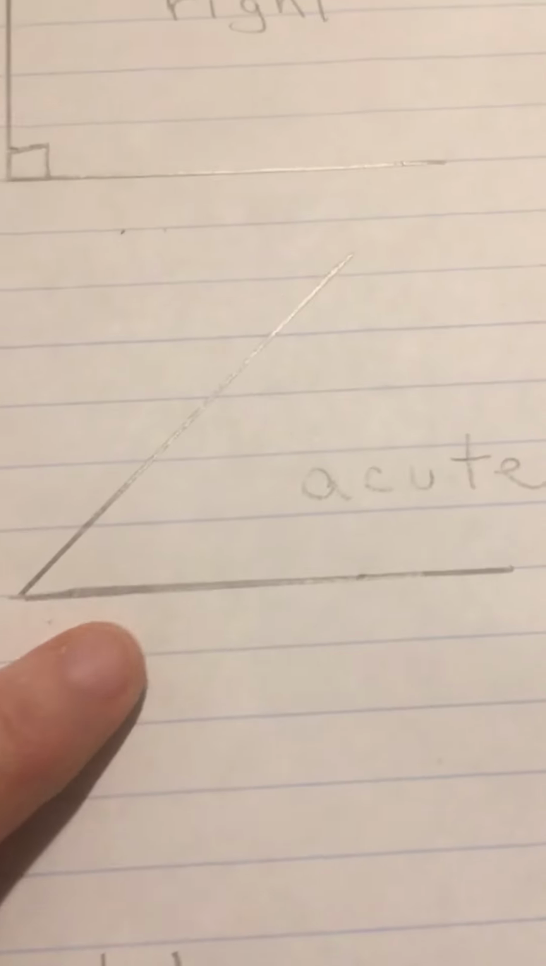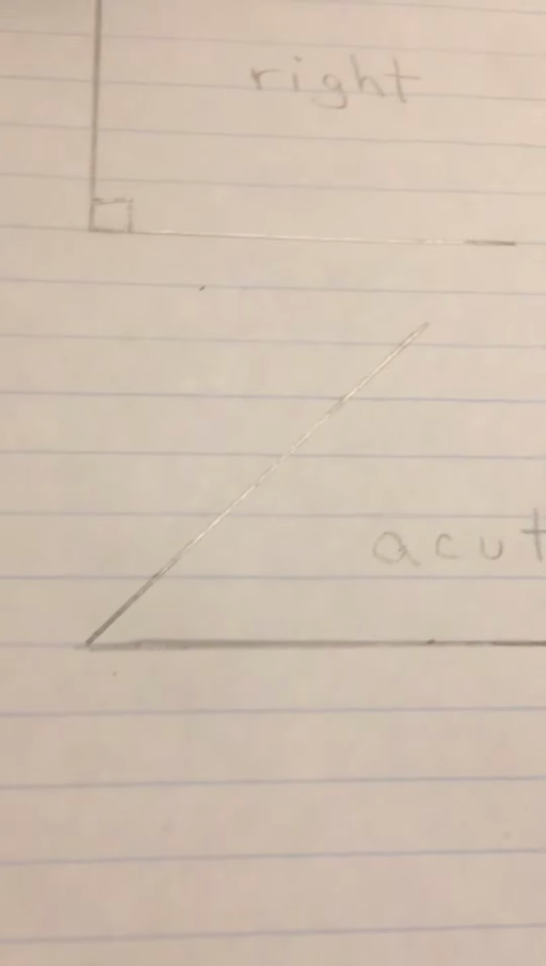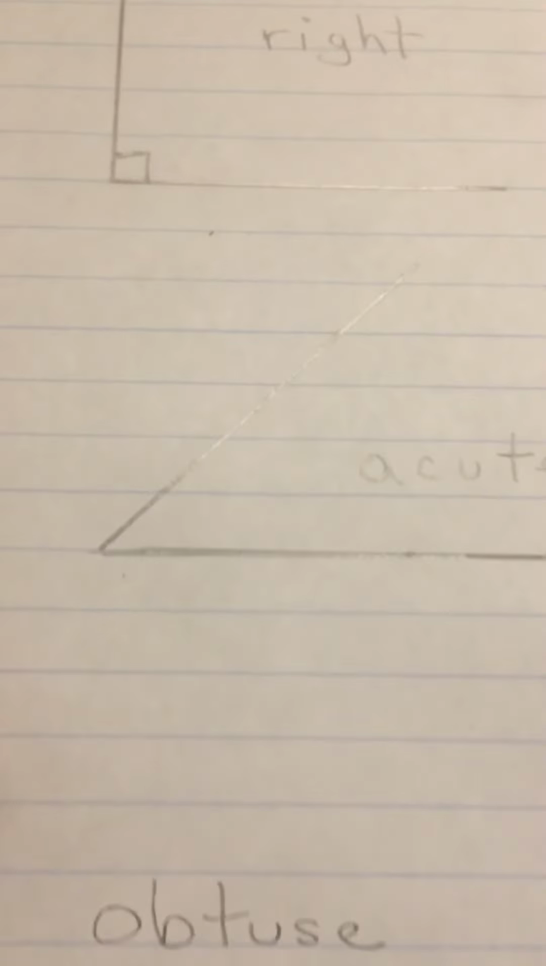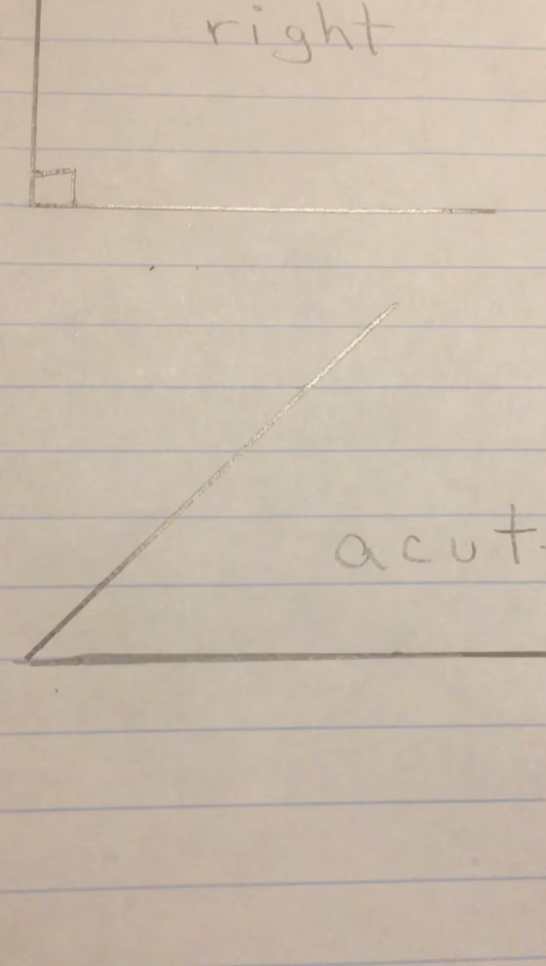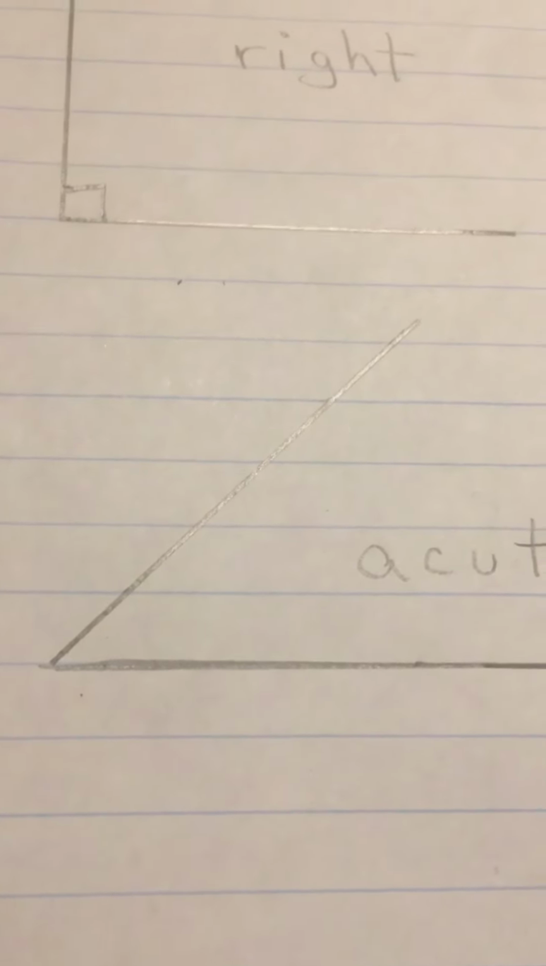Now, this one is an acute angle. It's less than 90 degrees. So if I try to fit the corner, it doesn't fit, see? So it is less than 90 degrees, so it's called an acute angle. A cute little, isn't it cute? That's a cute little angle. That's so cute. It's little.